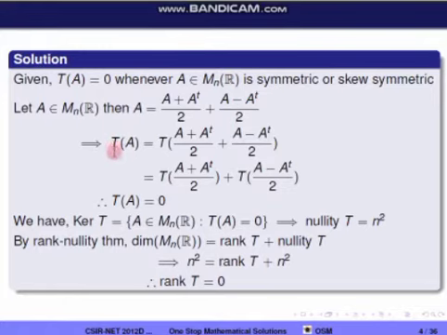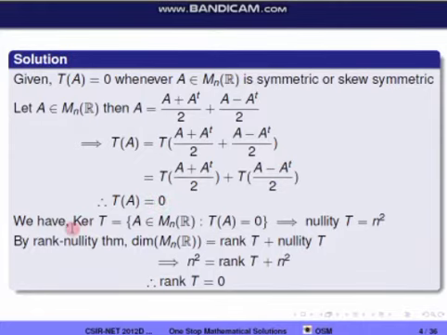So we'll get T of A is equal to T of A plus A transpose by 2 plus A minus A transpose by 2. T is a linear transformation, so this can be written as T of A plus A transpose by 2 plus T of A minus A transpose by 2. We know T of A is equal to 0 whenever A is symmetric or skew symmetric. This is a symmetric matrix, so this is mapped to 0, and this is skew symmetric, this is also mapped to 0. Therefore, T of A is equal to 0.